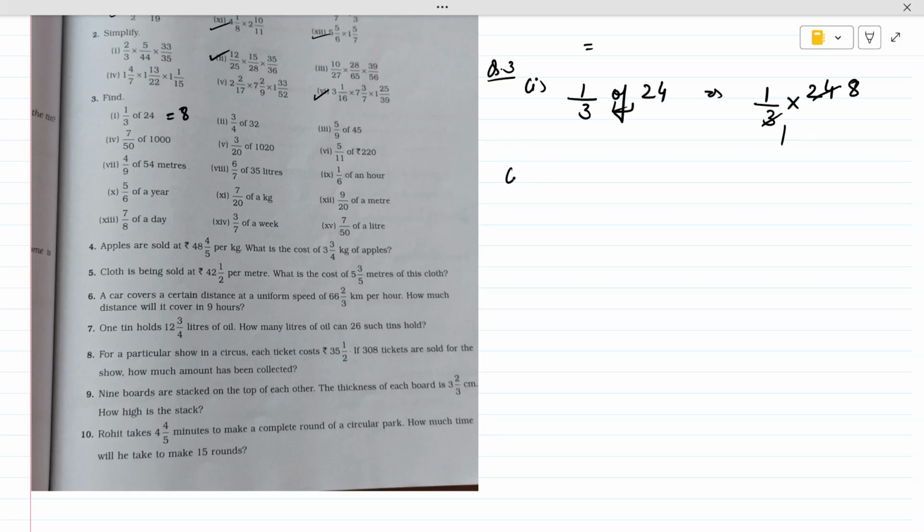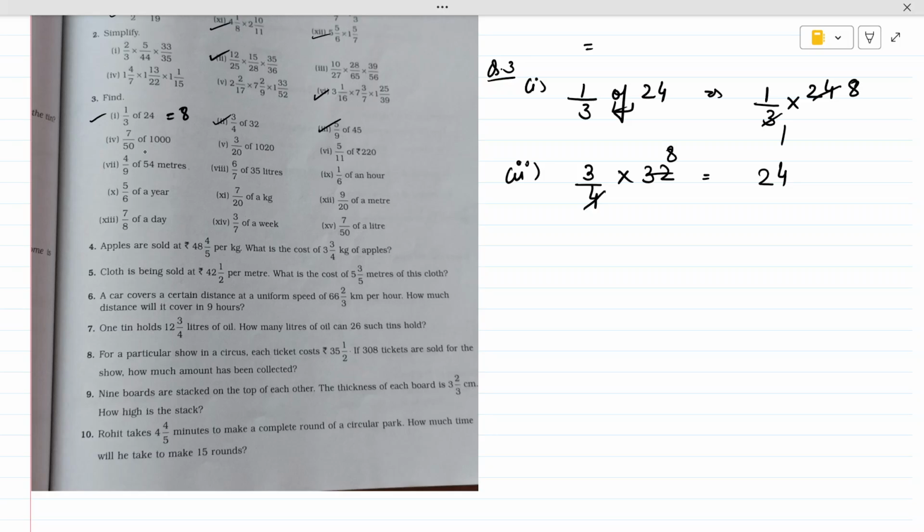Now, if I go to the next question, we have 3 by 4 of 32. That means multiply with 32. So 4 into 8, and we are left with 3 into 8 now, which is equal to 24. Right? So this is how we have to do these questions. Same way we have to pick the other questions also, kids.